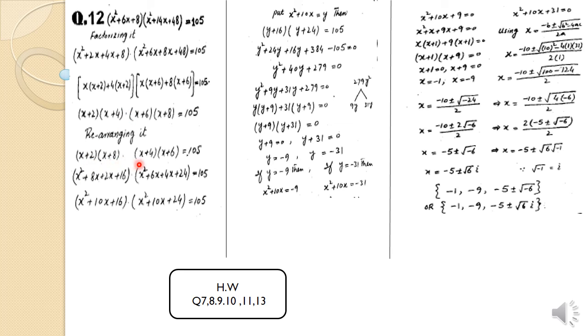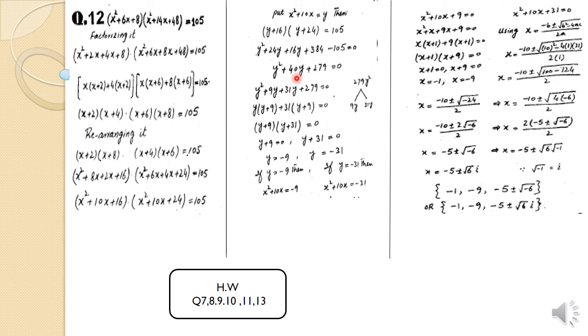So that's why we arrange (x + 2)(x + 8) and (x + 4)(x + 6) equals 105. Now if we multiply these brackets, it becomes a quadratic, and both expressions are quadratic; the first two terms of both are the same. Then we suppose x² + 10x equals y in the same way, and we will get (y + 16) and (y + 24).